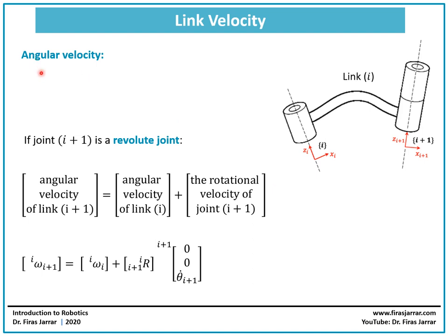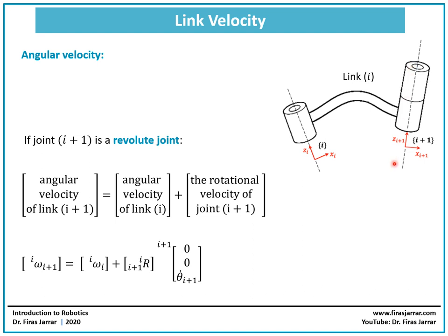Now we are interested in computing the angular velocity of link I plus 1. It turned out to be straightforward. Let's consider a case of a revolute joint. If joint I plus 1 is a revolute joint, then it makes sense that the angular velocity of link I plus 1 is simply the angular velocity of the link before it plus a new component due to the rotation of the joint, because this is a revolute joint.